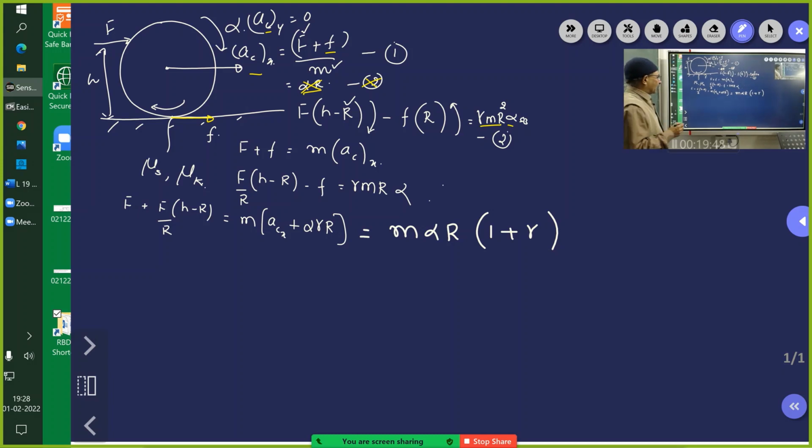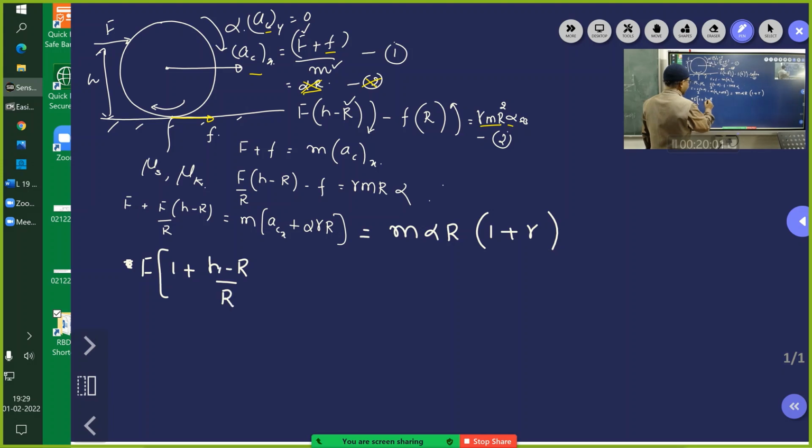So from this, can we write for f here? F here will be what? F into bracket 1 plus (h minus r) by r. This is equal to M alpha r into (1 plus gamma).